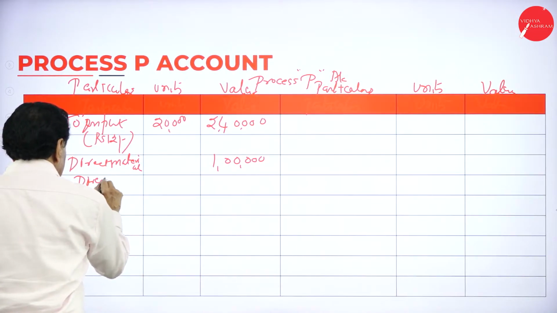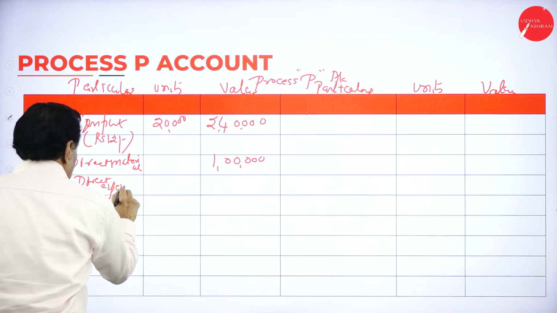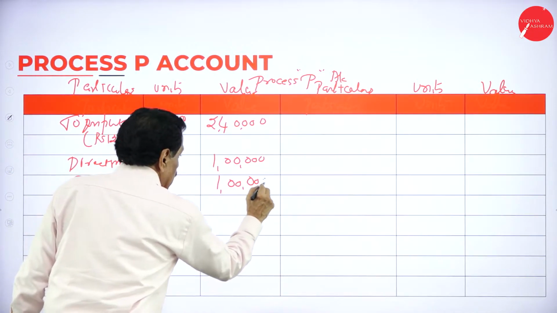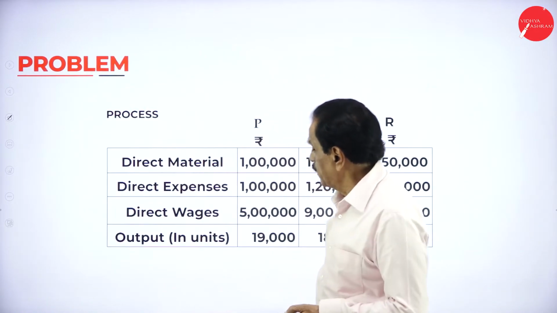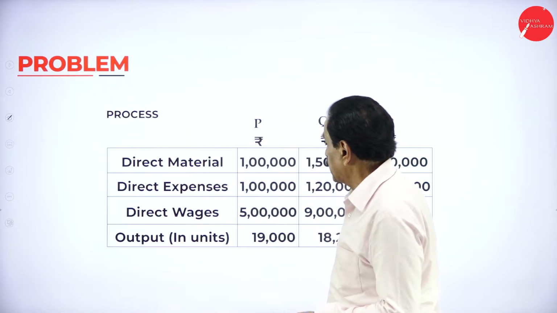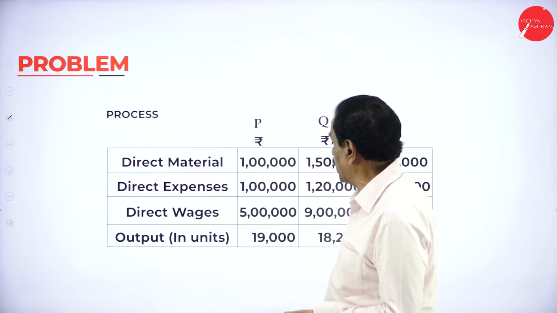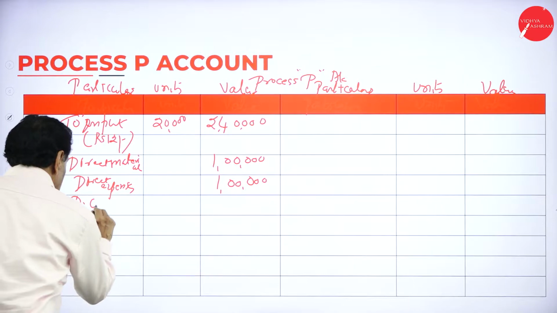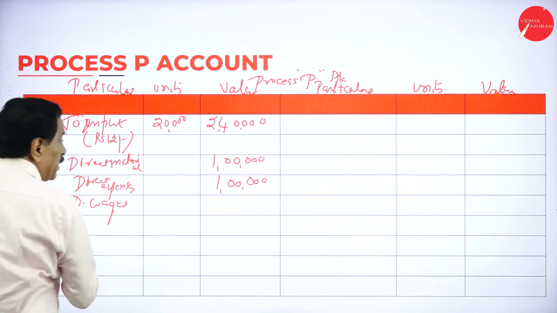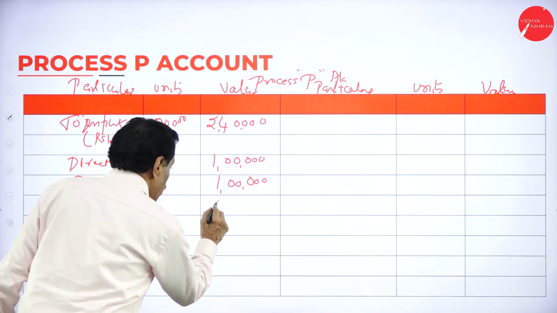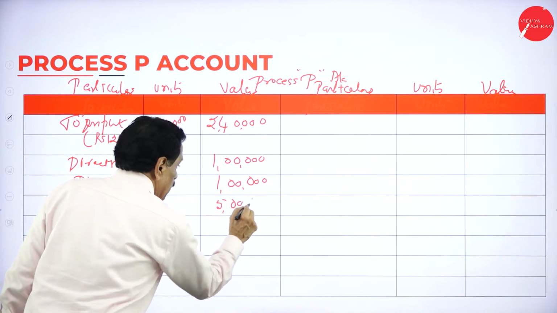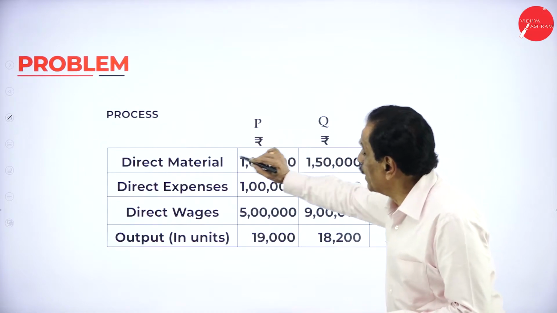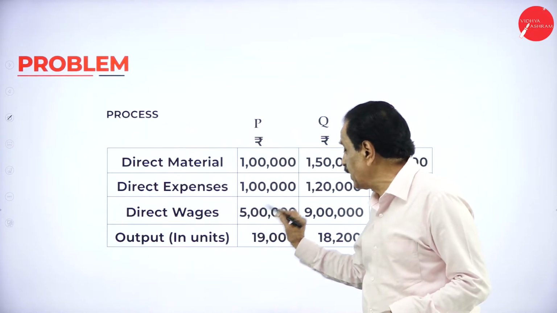Direct expenses 1 lakh. Direct wages 5 lakh. These are all the expenditure of process P. See the board. What are the expenditures? 1 lakh to material, 1 lakh to expense, 5 lakh to wages.